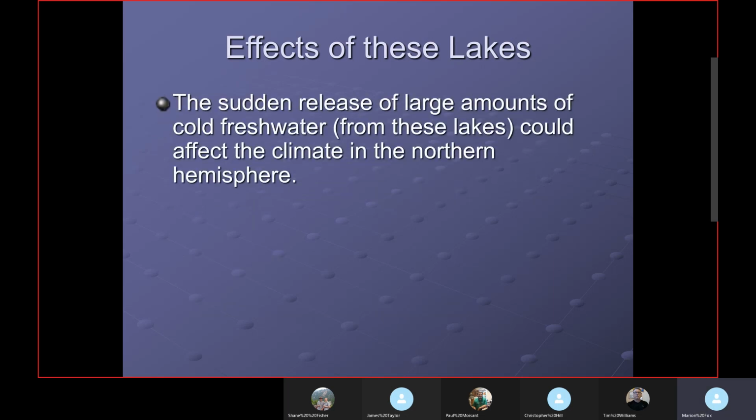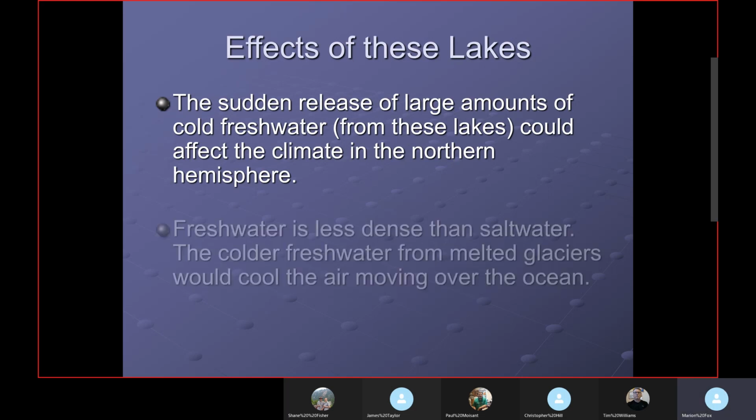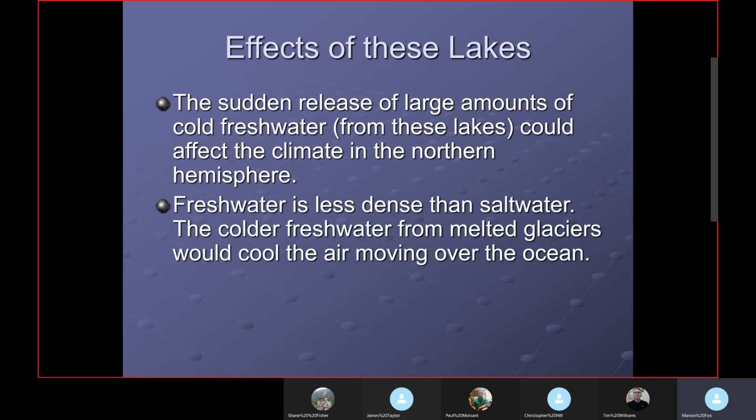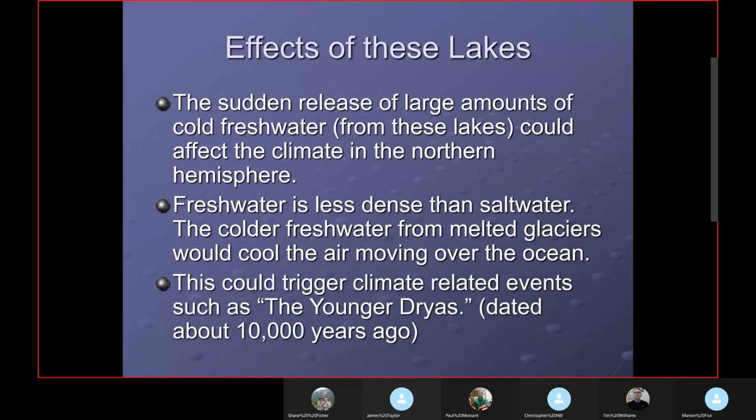Sudden release of large amounts of cold fresh water from these lakes could affect the climate in the northern hemisphere drastically, for a period of time. Since fresh water is less dense than salt water, the colder fresh water from melted glaciers would cool the air moving over the oceans and affect climate as this cold air or cooler air went across the continent.